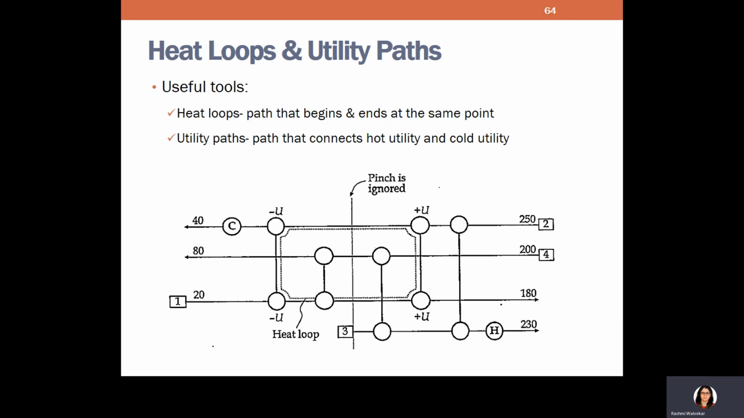within your network. The second one will be the utility path. The utility path is the path that connects your hot utility and the cold utility. So your cold utility is here, your hot utility is here. You need to see the path that connects these two utilities. So you can connect the two utilities through this heat exchanger.